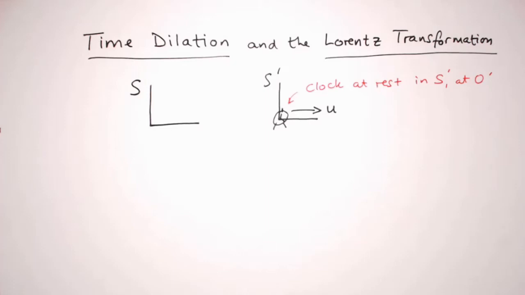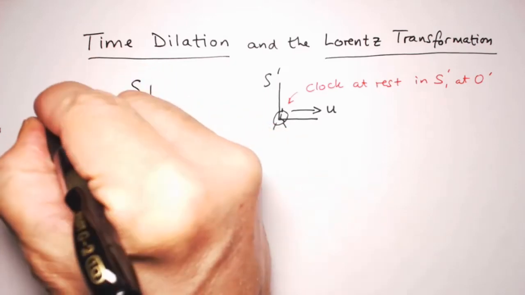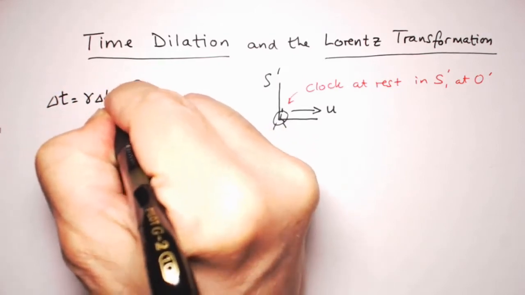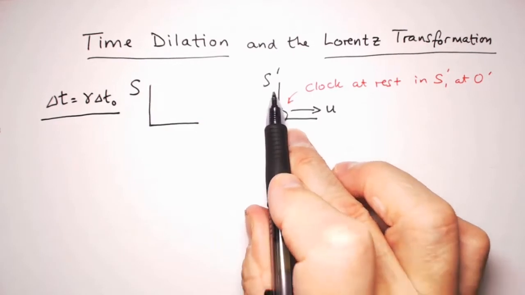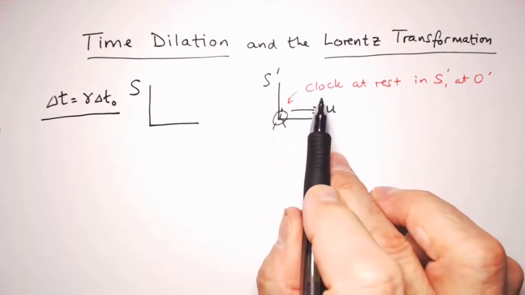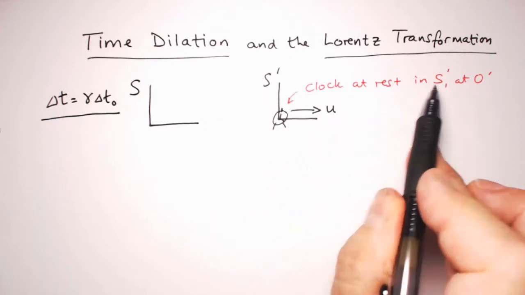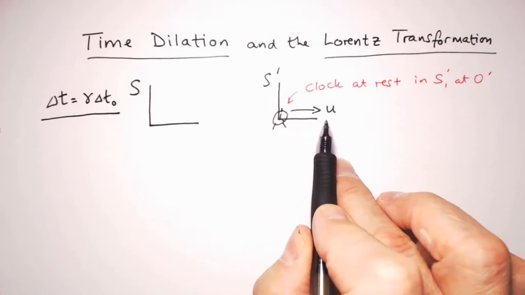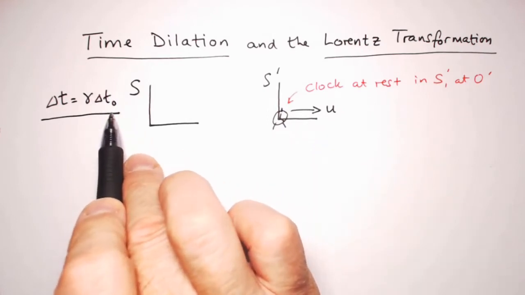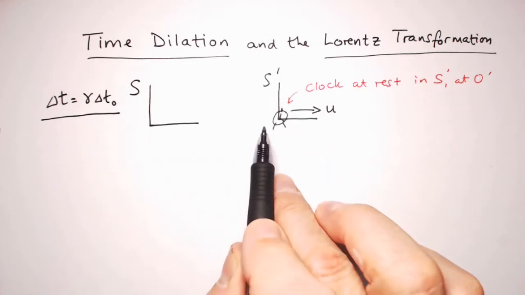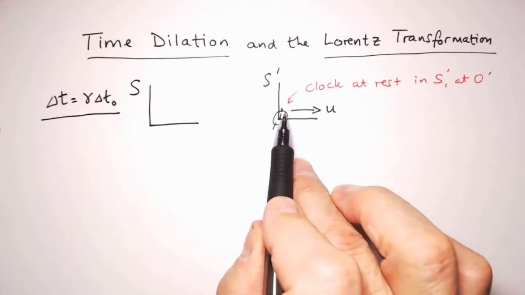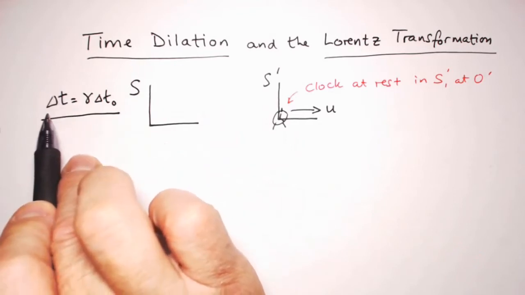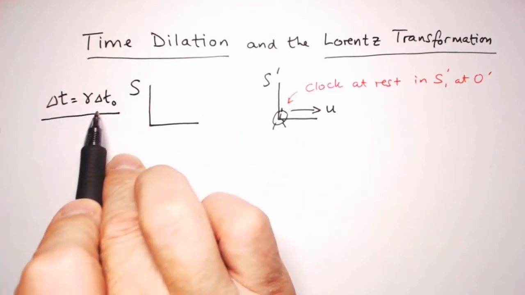Let's use the Lorentz transformation to find the time dilation formula, delta t equals gamma delta t naught, for a clock moving in frame S' at speed u. So this clock is at rest in S', at the origin O'. Measured in S', it has a rest time, delta t naught, the time it takes to tick when it is stationary, so the speed is 0. Whereas in frame S, it ticks with a time delta t, and time dilation gives that delta t is equal to gamma times delta t naught.